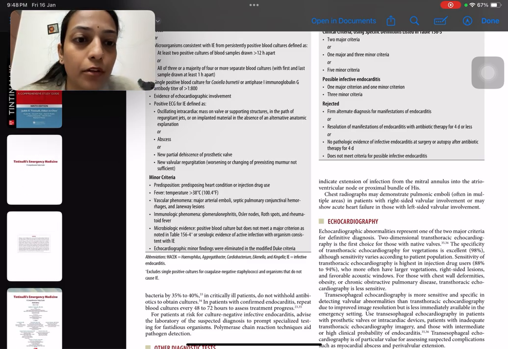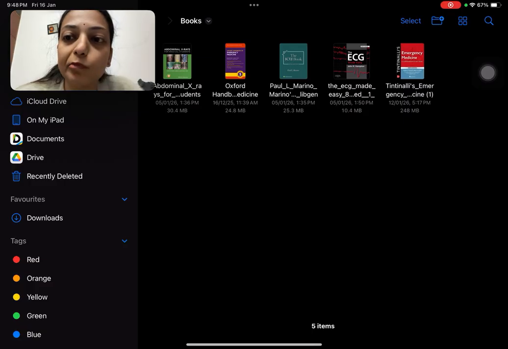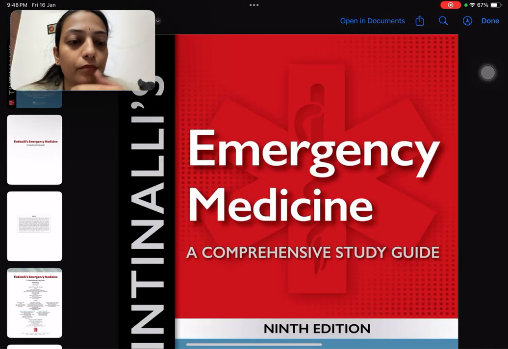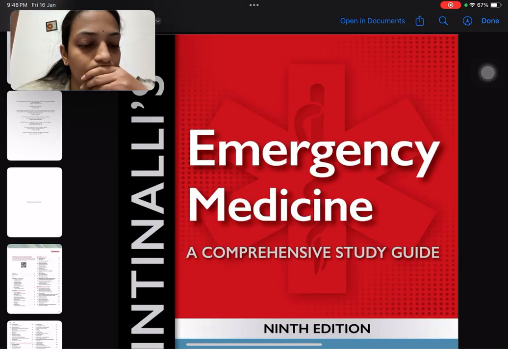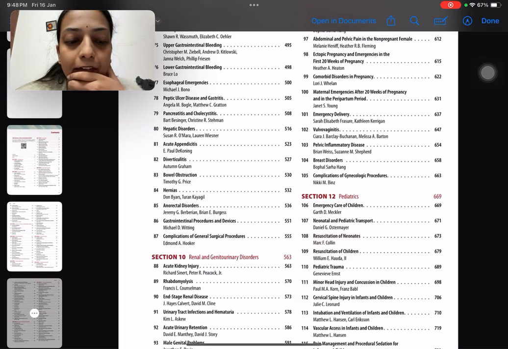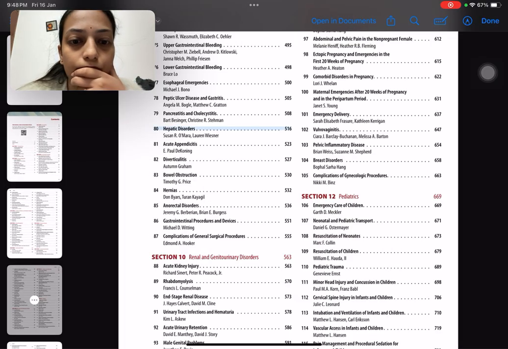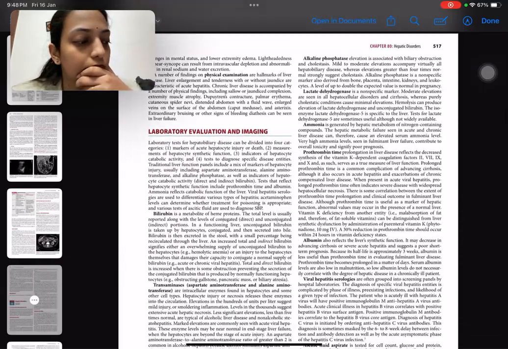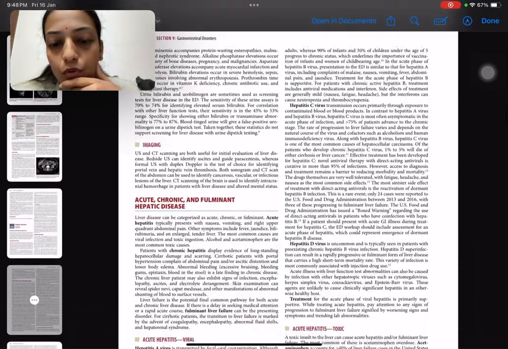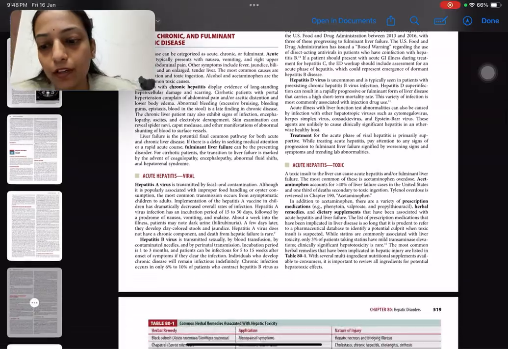I was reading about endocarditis the other day. Chapter number 80, right? Table 80.2. Page number 520.